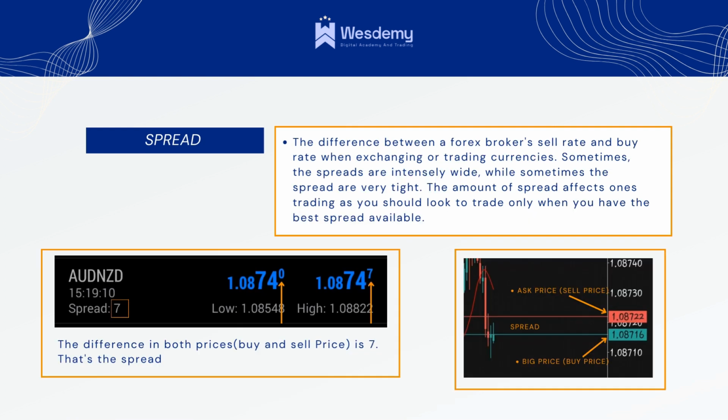Now over to the next, spread. Spread is the difference between a broker's sell rate and buy rate when exchanging or trading currencies. Sometimes the spreads are intensely wide, while sometimes the spreads are very tight. The amount of spread affects one's trading, as you should look out to trade only when you have the best spread available. Now, what is the best spread available? Tight spread.